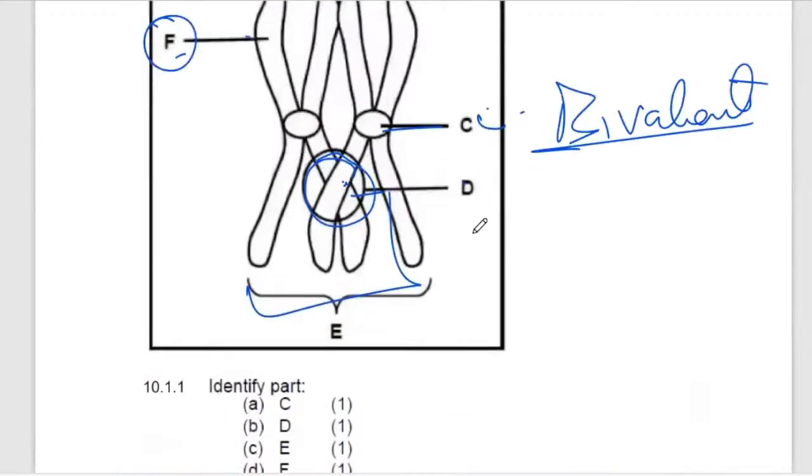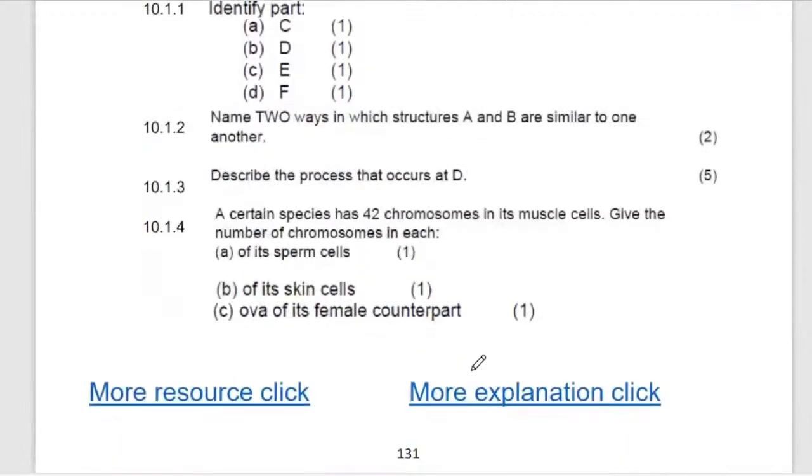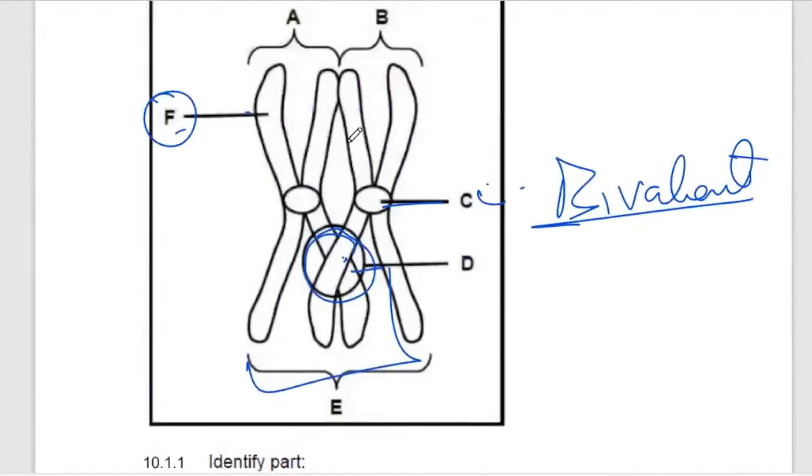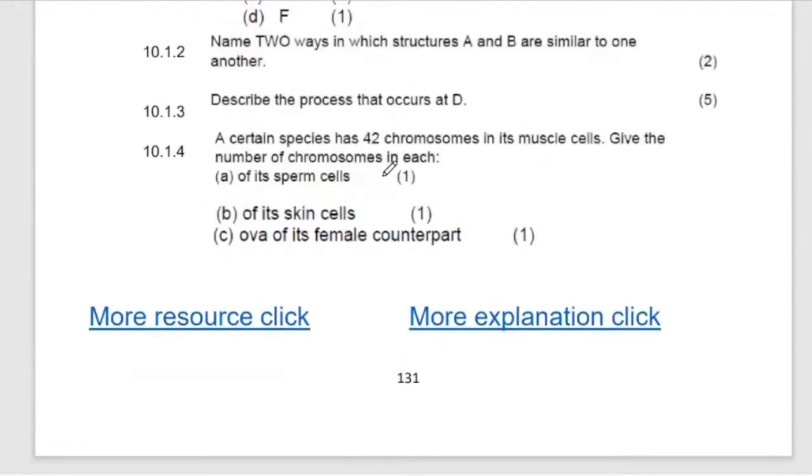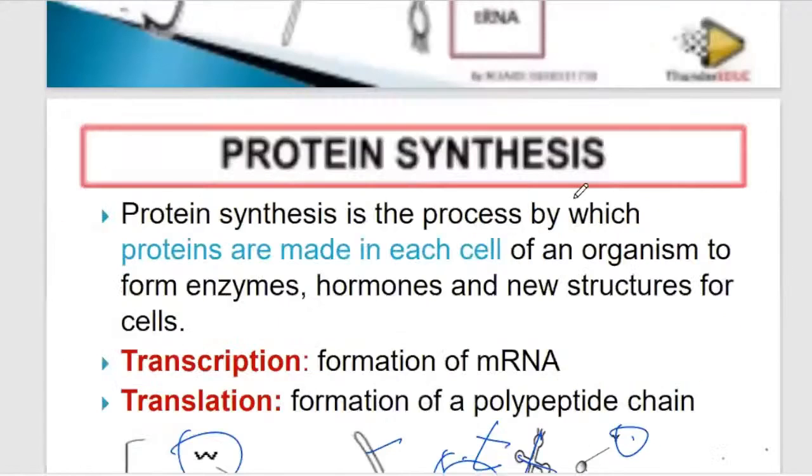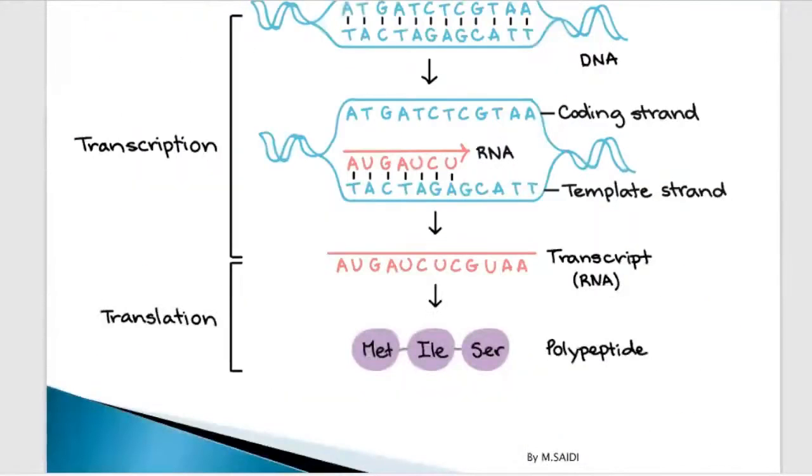Describe the process at D. So they are looking at describe the process of crossing over, 5 marks. The homologous chromosomes come together. They cross over at a point called chiasma. They exchange the genetic material between two homologous chromatids, and then they separate, and then they form genetically different chromosomes. So basically, that's what you need to explain when it comes to that.